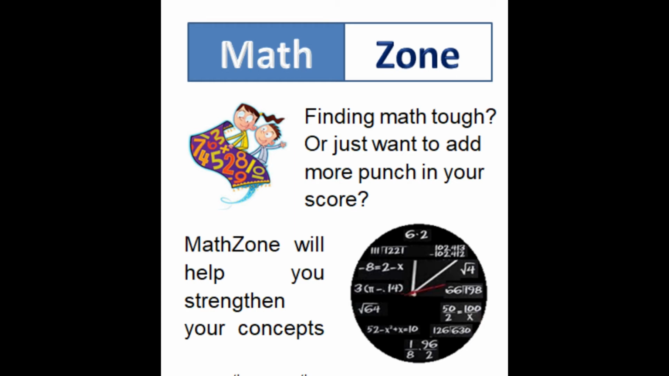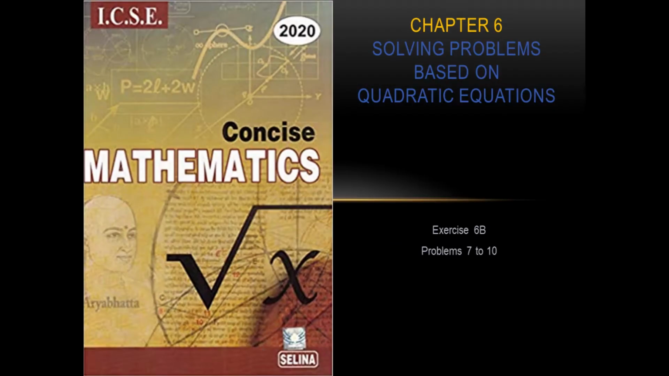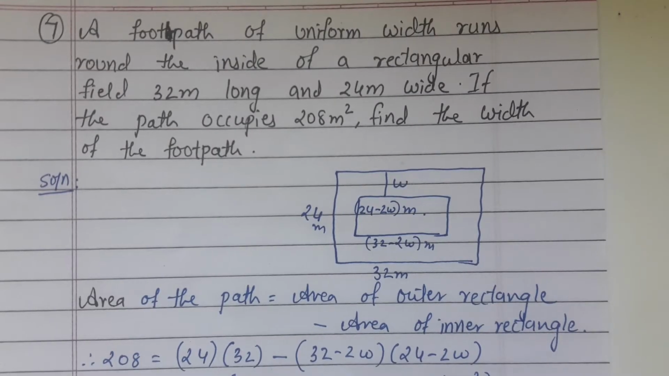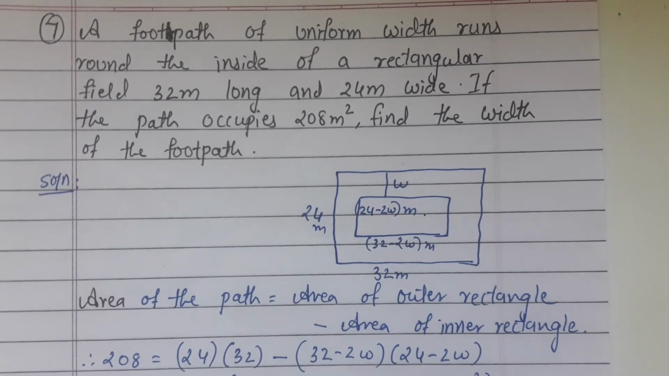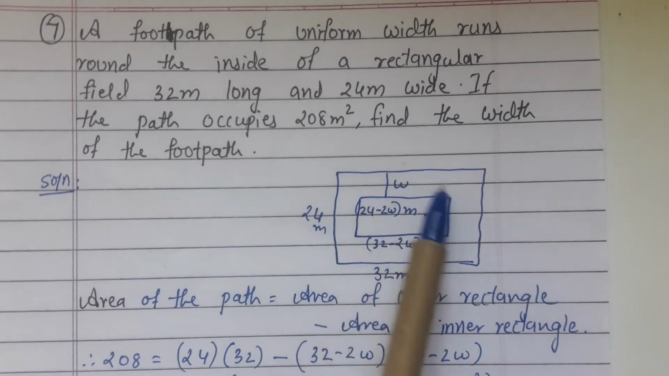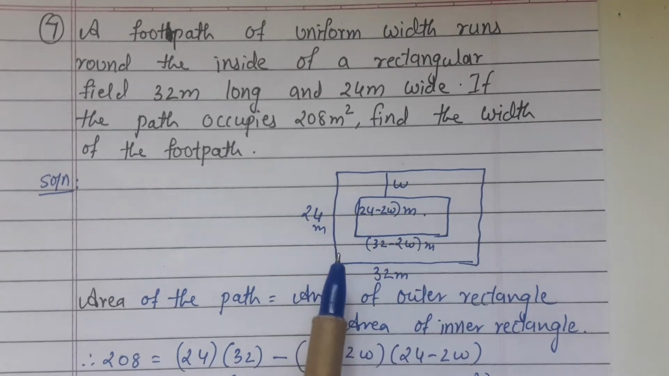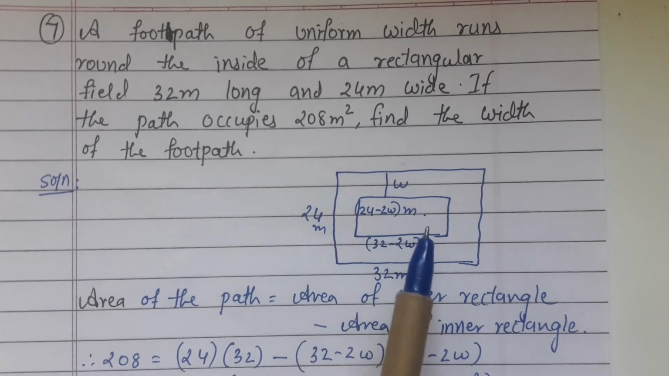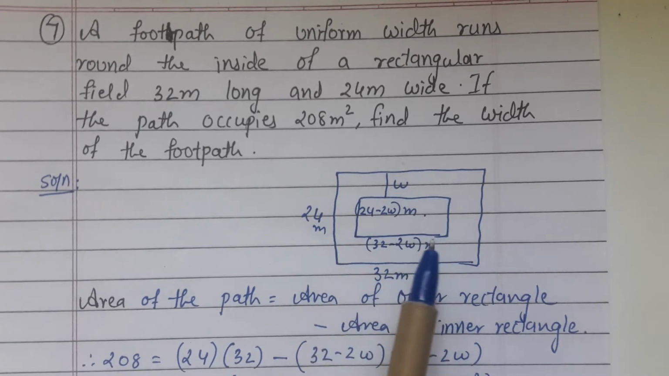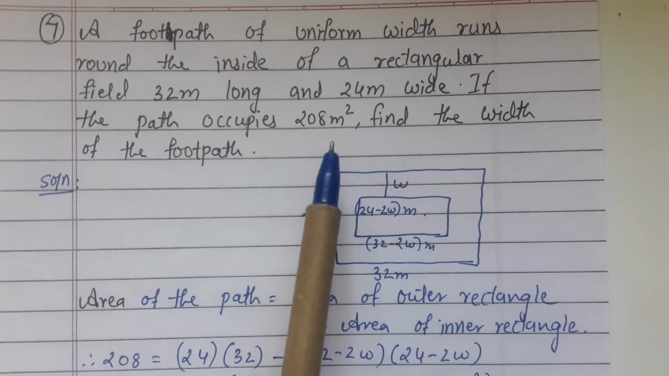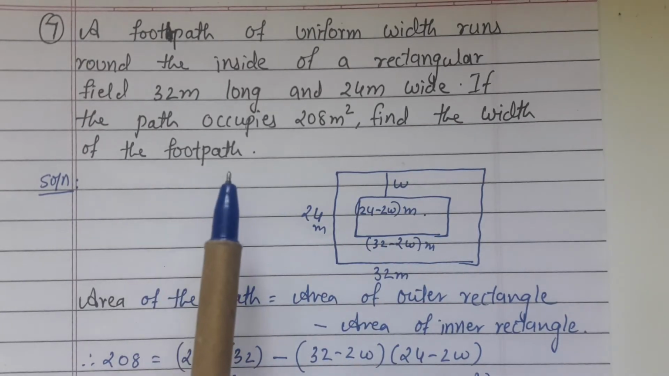Class 10, Chapter 6, Solving Problems on Quadratic Equation. Sum number 7. A footpath of uniform width runs around inside the rectangular field of length 32 meter and 24 meter wide. If the area of this path is 208 meters square, find the width of the footpath.